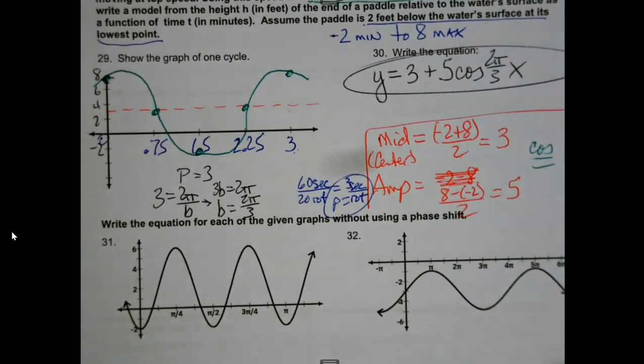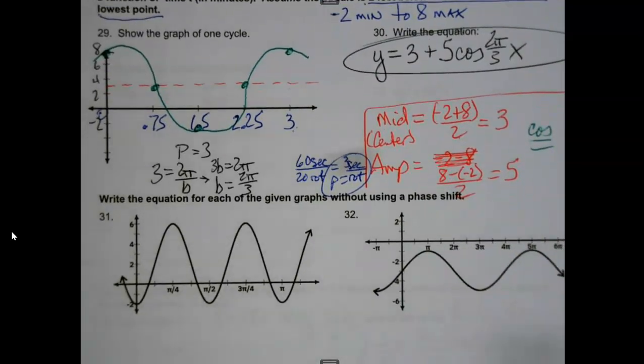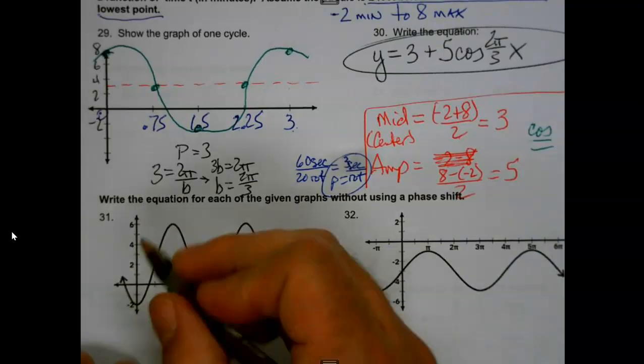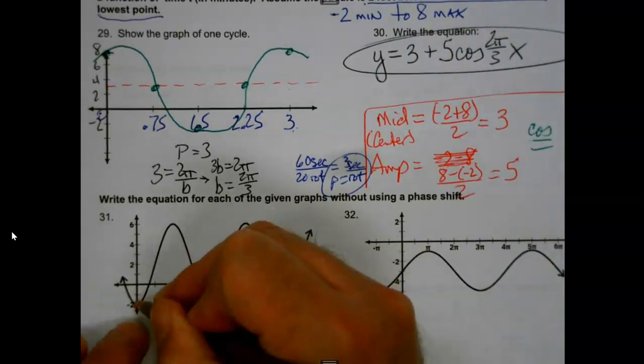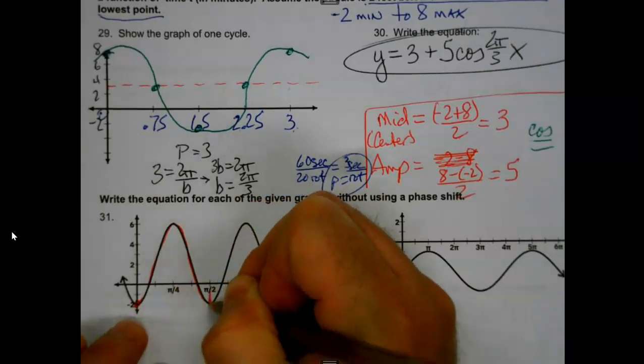And again, when you're on the test, if that kind of starts to shake you, or you start doing some parts you forget, go finish other things and come back. All right, last two. Write the equation of each for the given graphs without using a phase shift. In other words, on both of these, start at the axis and figure out whatever your cycle is going to be.